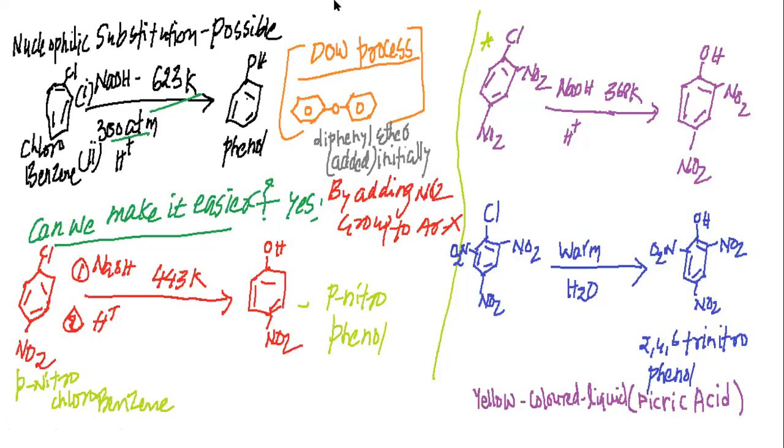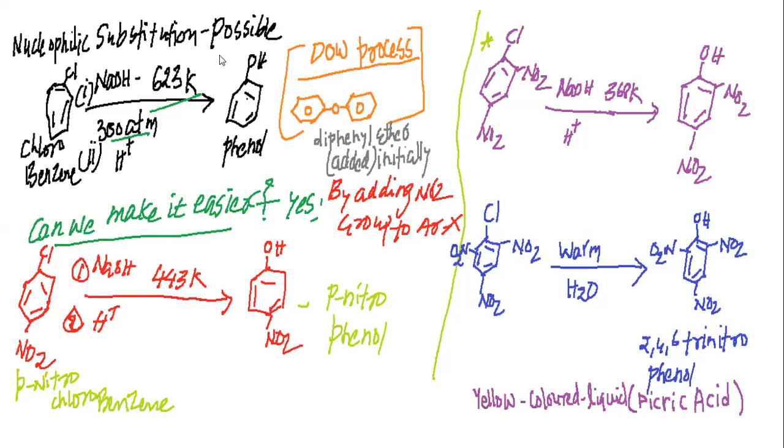This reaction was first done by Dow scientists, and that is why this process of preparation of phenol from chlorobenzene is known as the Dow process. Here, during the Dow process, one intermediate, diphenyl ether, is also produced. To get the maximum product according to Le Chatelier's principle, this diphenyl ether is added initially in the reaction mixture so that the maximum product can be formed.